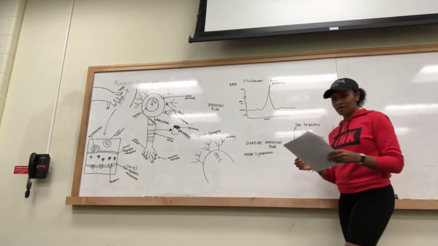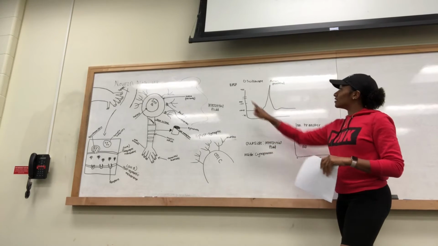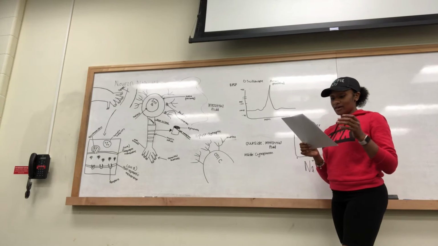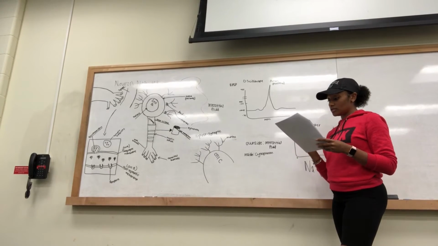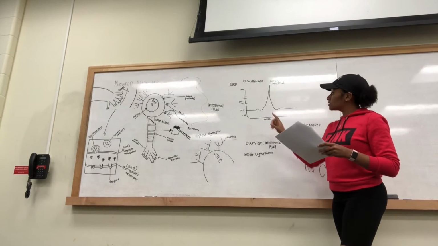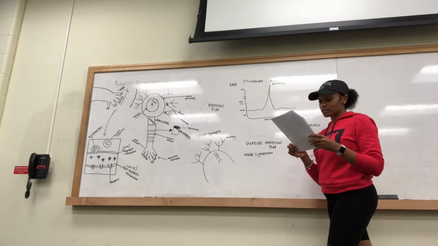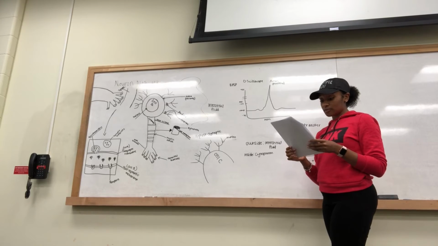Okay, so a large amount of transmitter molecules, such that there is a summation of the EPSPs, are added together, increasing positivity in the cell. Then it reaches the threshold of excitation at minus 65 millivolts. This process is called temporal summation. This leads to action potential.